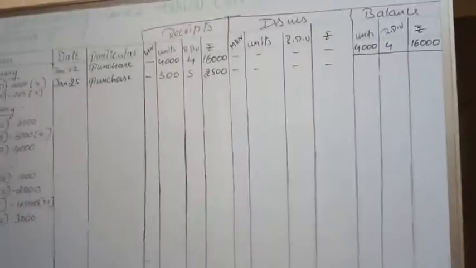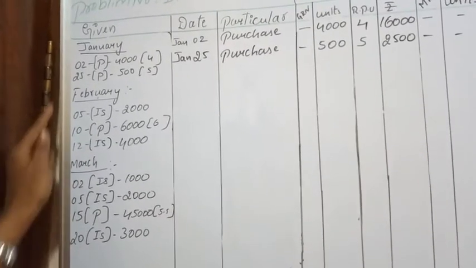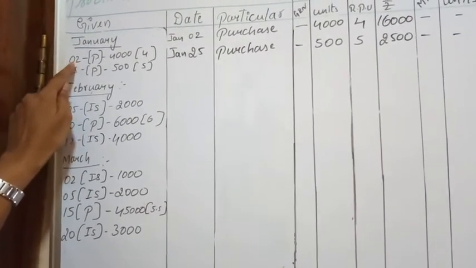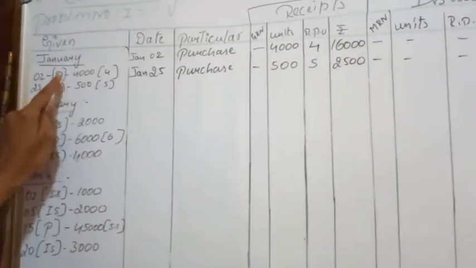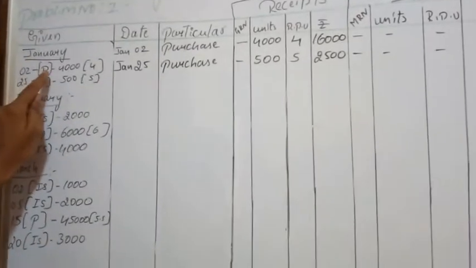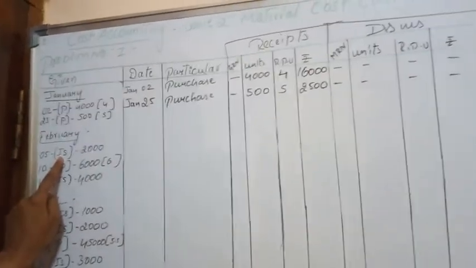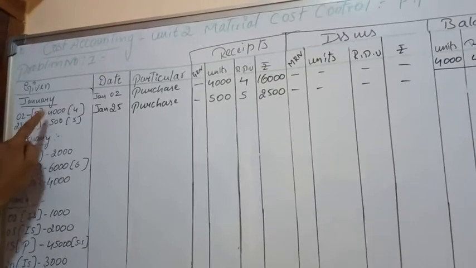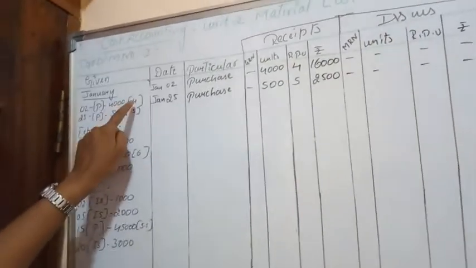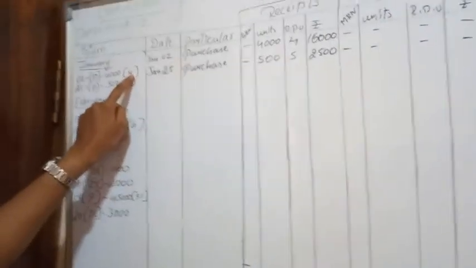Now here I have recorded all the transactions which happened in the months of January, February and March. In January, they are telling that on Jan 2nd there was a purchase. Whatever the question gives as purchase, I have used the short form P. If it is an issue, I have used the short form IS. On Jan 2nd there was a purchase of 4,000 units at rupees 4. So this is how I will record it in the statement.